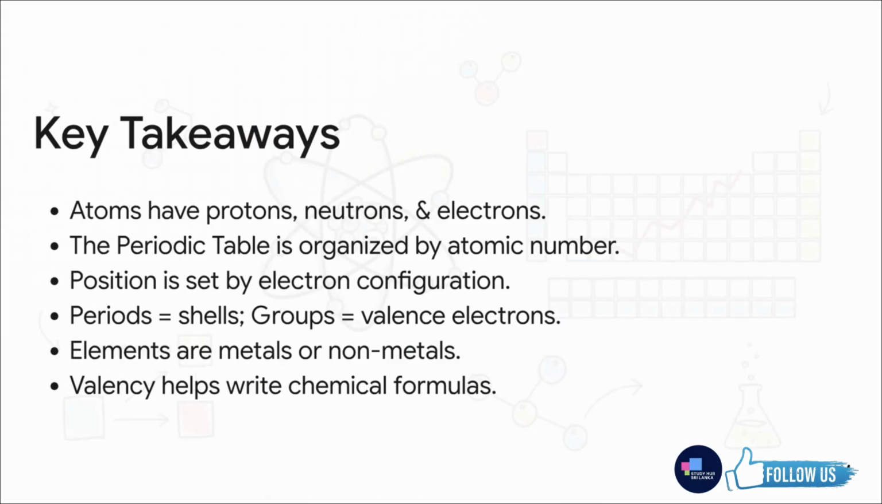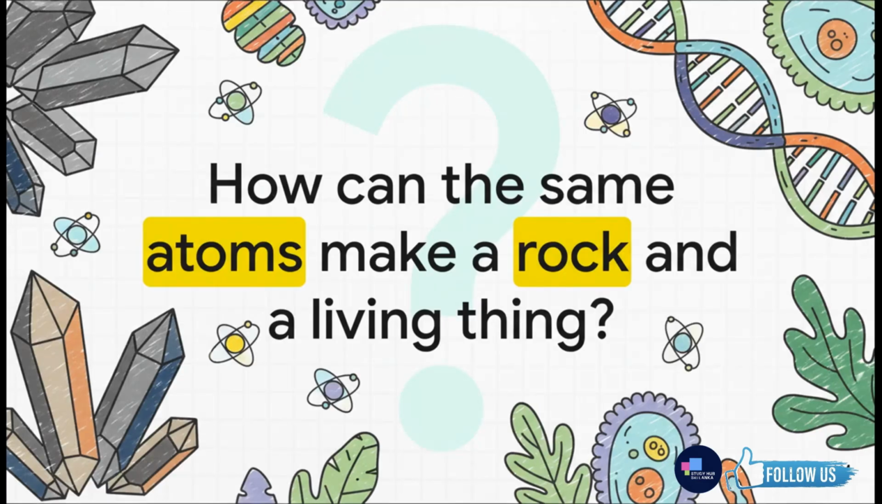Whew, okay, that was a lot of information, I know. So let's just do a quick recap of the most important things. These are the core ideas from this chapter that you really need to remember. And I want to leave you with a final thought to chew on. Think about this: a rock and you, a living person. You're both made from the exact same building blocks on the periodic table. So what is it that makes a living thing so different from a rock? It's something to think about, isn't it? How these simple rules create such incredible complexity.